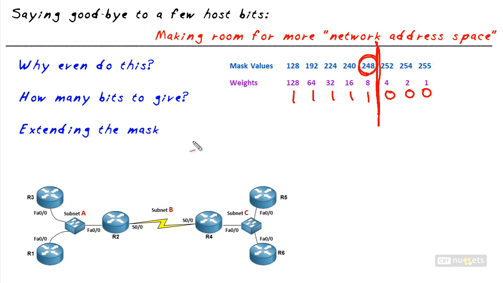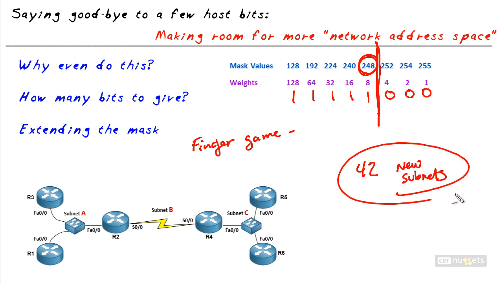And that's all about using the finger game. And to confirm that you get that game, here's what I'd like you to do right now as an expert exercise. I'd like you to do a scenario where you need to create 42 new subnets. So here's my question. If you needed to create 42 brand new subnets, how many host bits would you have to sacrifice to meet the need of 42?